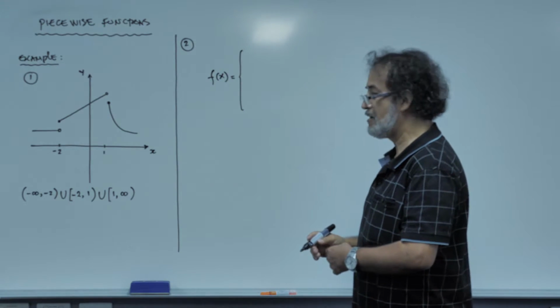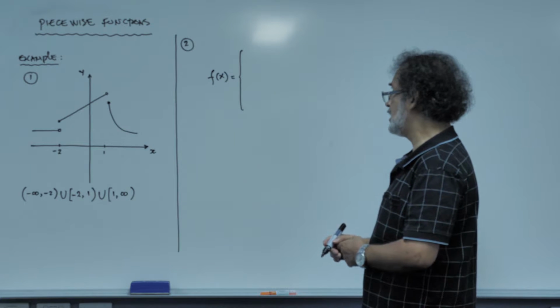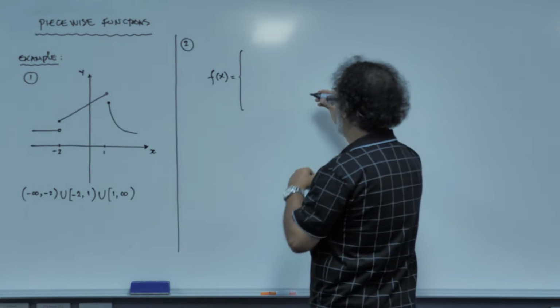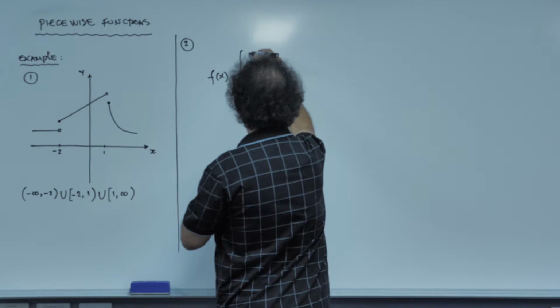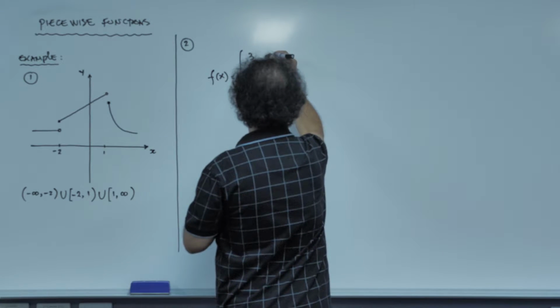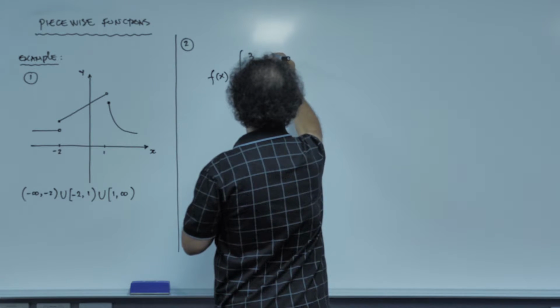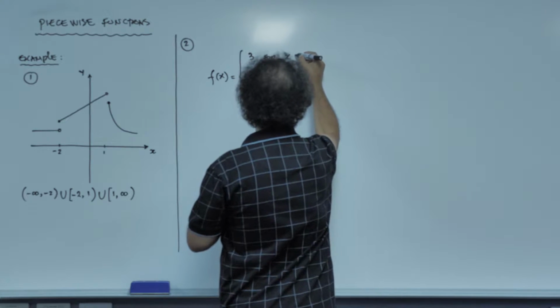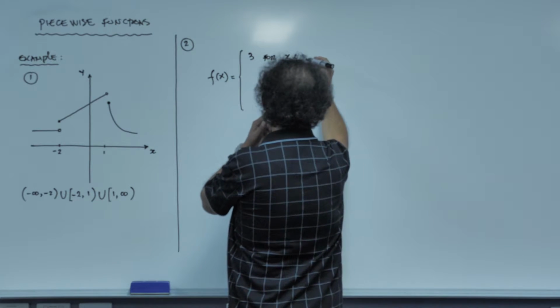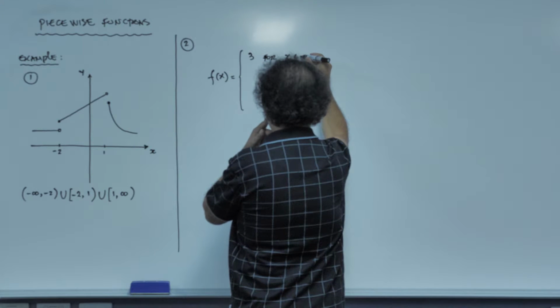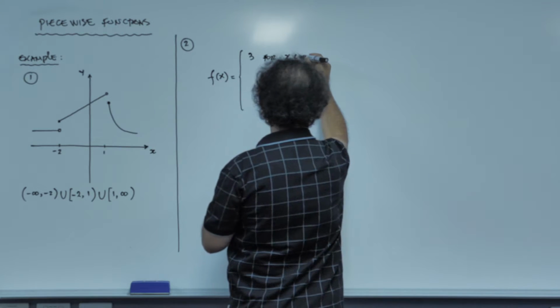Okay, so we're going to say f(x) is equal to 3 for x less than, let's say, -1.